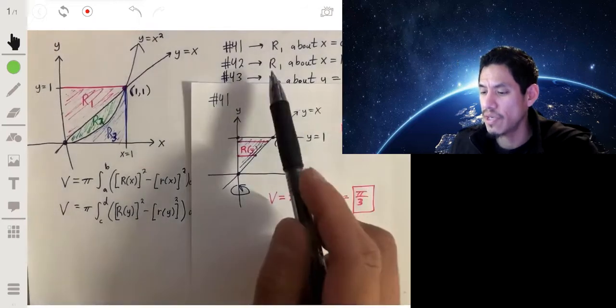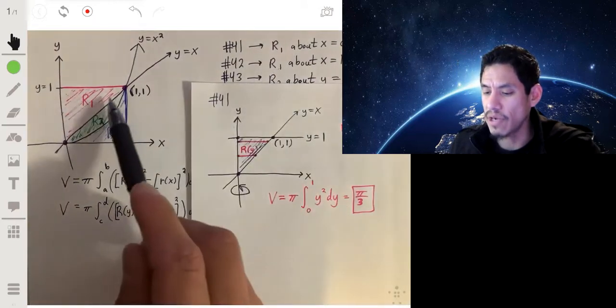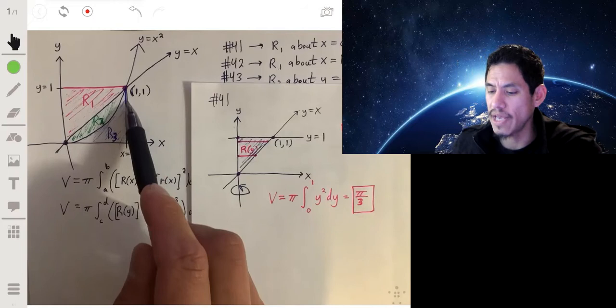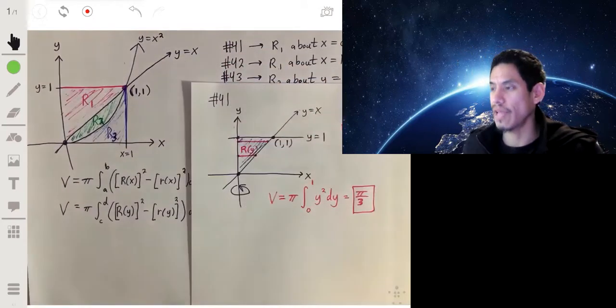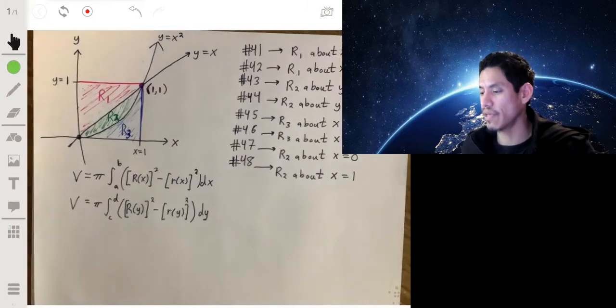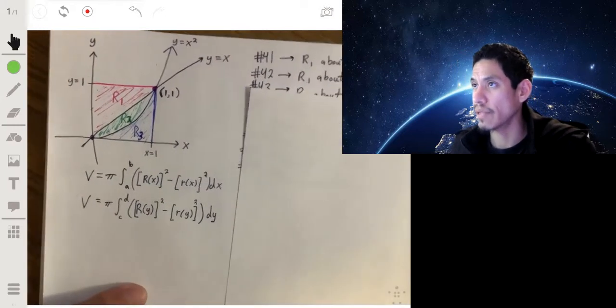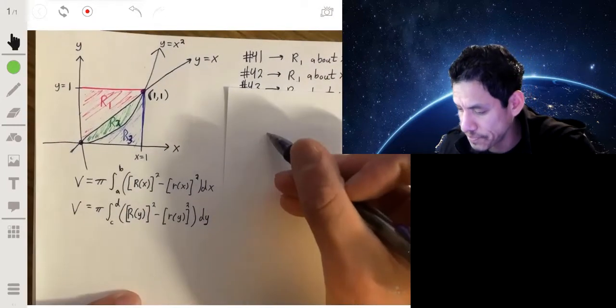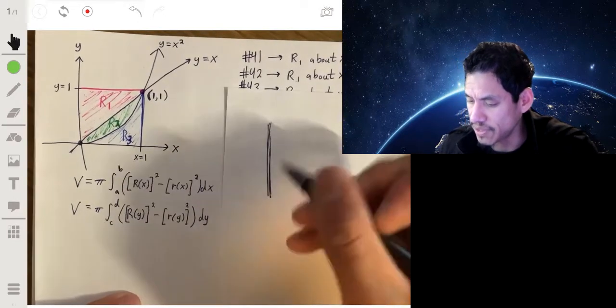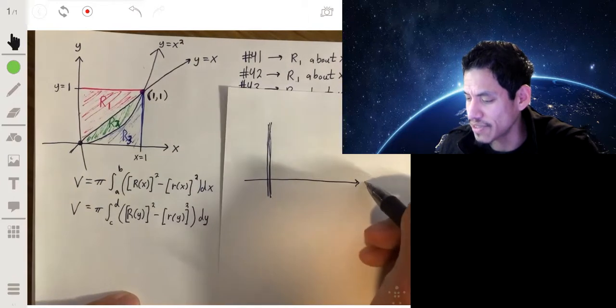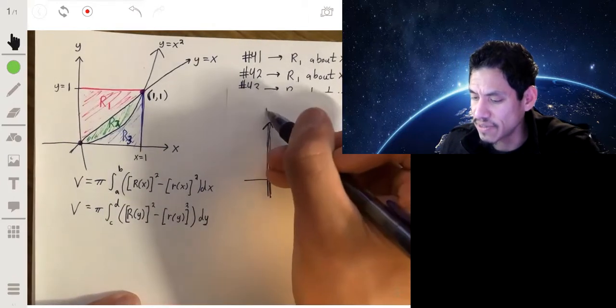For the next one, we're going to this time rotate R1 about the line x equals 1. So we're going to rotate about this line that'll be drawn through that. Let's make a sketch of what that would look like. So we have, that's not perfect for that. It's supposed to be our y-axis. That's our x-axis.